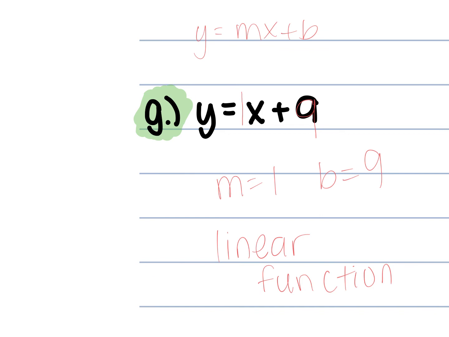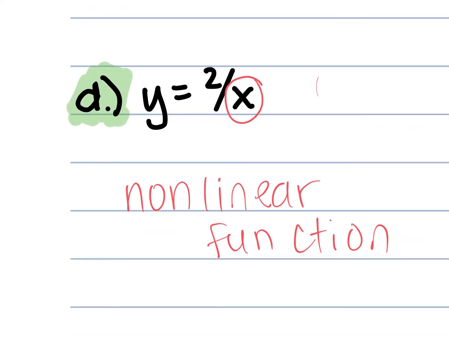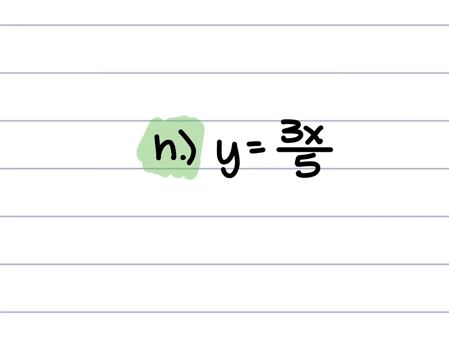What's up, Gabriel? Why is D nonlinear? Because you can't have x in the denominator. This is technically y equals 2 over x, right? Shouldn't be down here, okay? It can be in the numerator, it can't be in the denominator. Good question. Other questions? Okay, go to H.